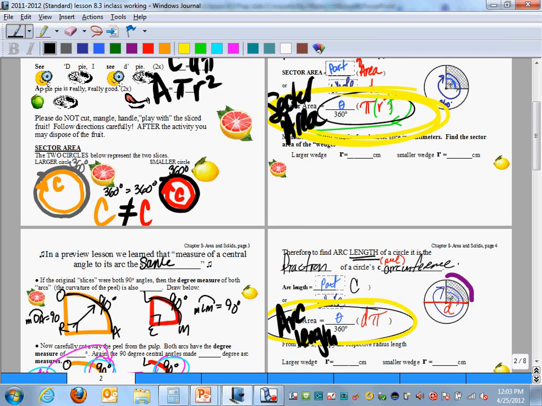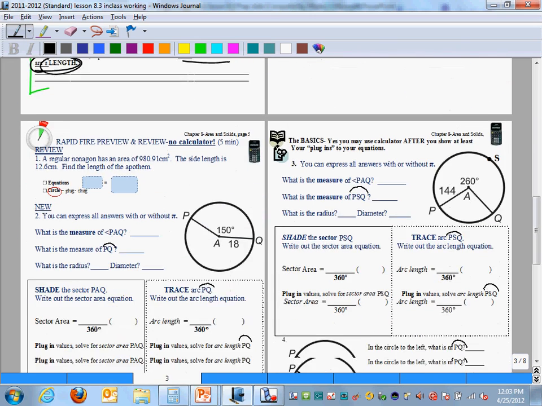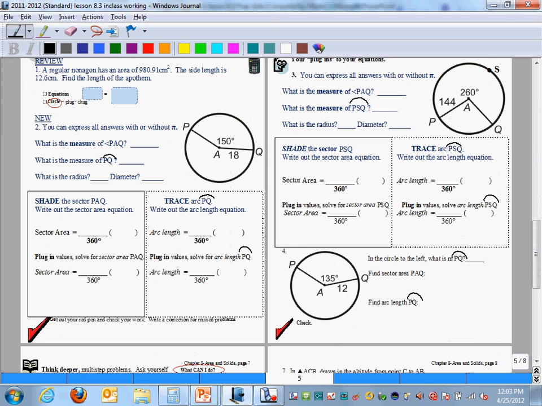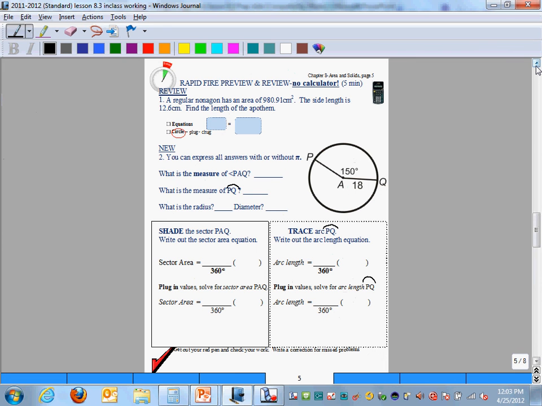I'm going to do one example problem with you. Turn to the rapid fire page. I'm going to do a portion of this with you. Get out a calculator. I should have taken out the no calculator. Yes, you may have a calculator here. Sorry for the confusion.